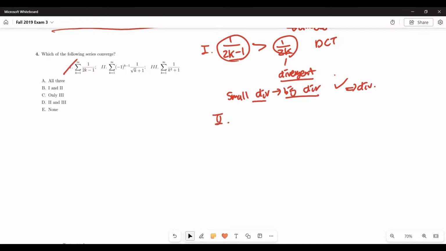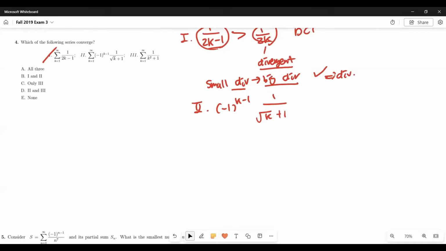2 is the sum of negative 1 to the k minus 1, times 1 over the square root of k plus 1. Okay, so we're going to use the alternating series test, and our a_k would be 1 over the square root of k plus 1. This is non-increasing, right? It's decreasing. As k goes to infinity, it's getting smaller, right? It eventually goes to 0. So you can say that it's non-increasing.